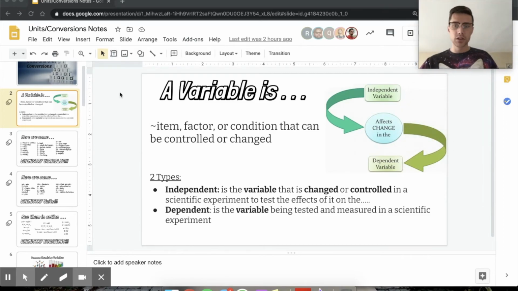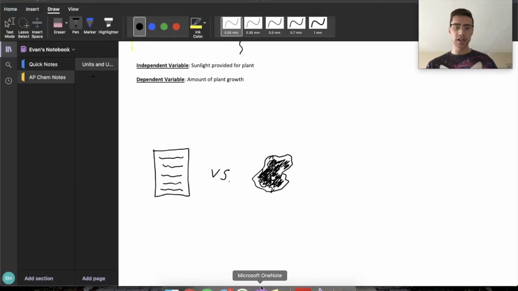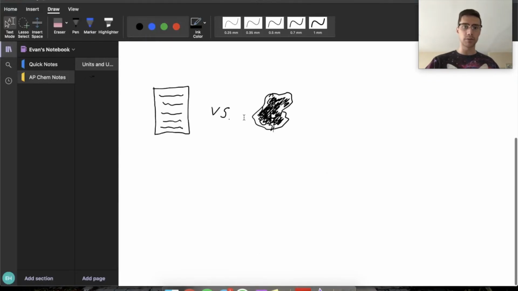All right. So an independent variable is the variable that is changed or controlled in a scientific experiment to test the effects of it on something else, okay? So the independent variable when you are running an experiment is whatever you are changing to see how that change causes some effect, all right? Whereas the dependent variable is the variable being tested and measured in a scientific experiment. So this is the outcome, what changes based on the change that you made previously. So let's take a look at some examples here.